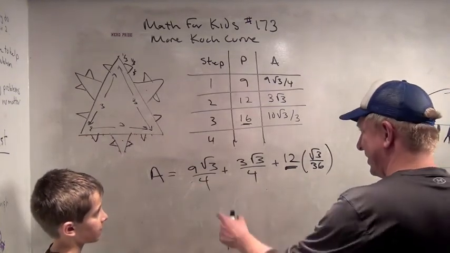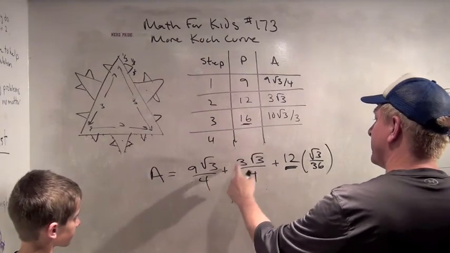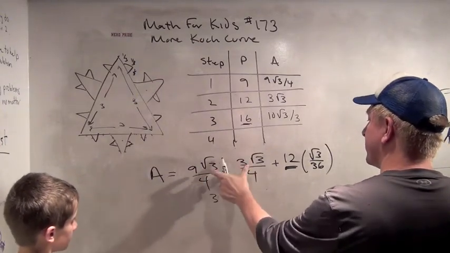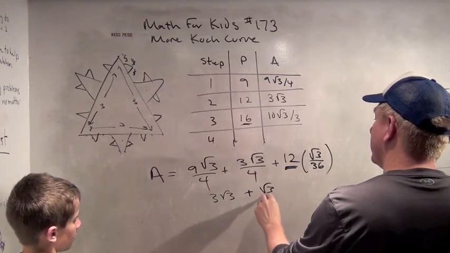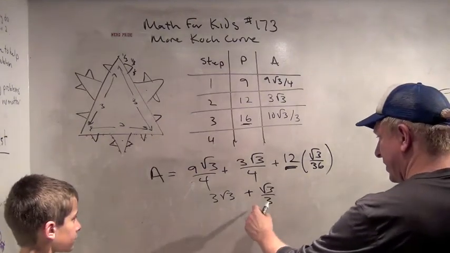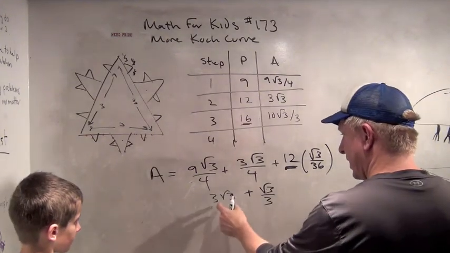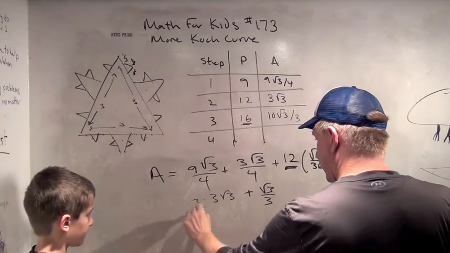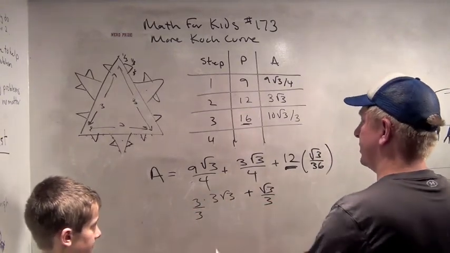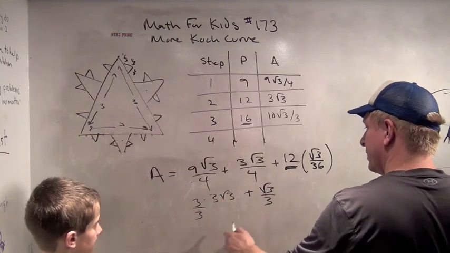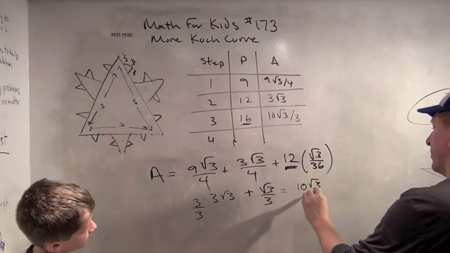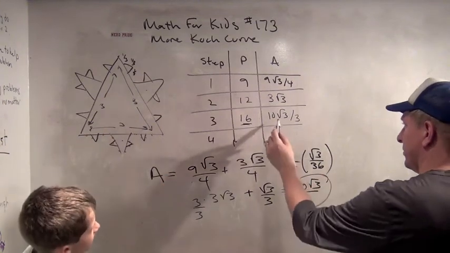It's a third, yeah. Okay, so we already said 9 square root of 3 over 4 plus 3 square root of 3 over 4 was 3 times the square root of 3. So this is 3 times the square root of 3 plus square root of 3 over 3. Okay. So I have to get a common denominator of 3. So when I multiply this by 3 over 3, what's this term become? 9 times the square root of 3 over 3. Yep. Plus the square root of 3 over 3 equals 10 times the square root of 3 over 3. Which is what we got yesterday.